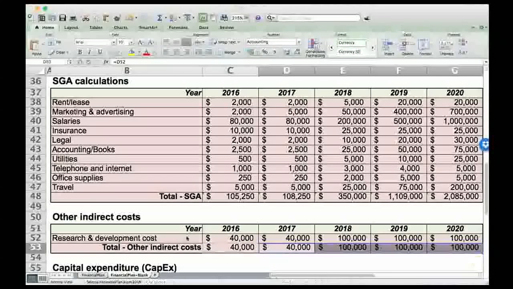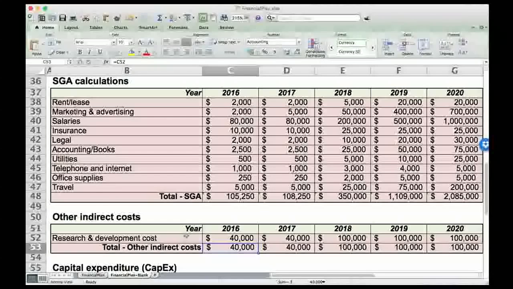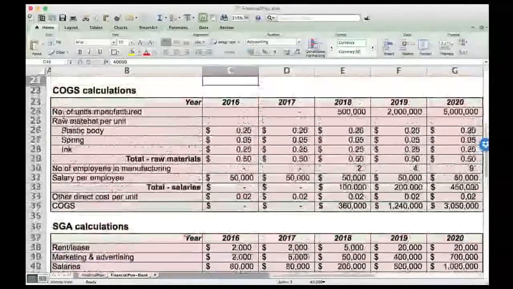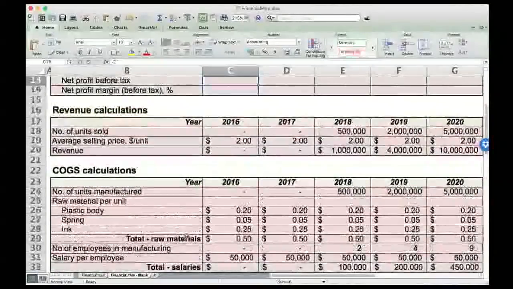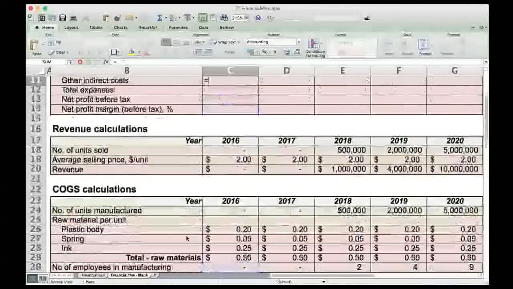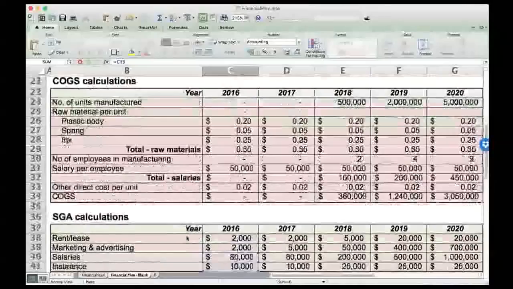So the R&D cost will depend from company to company, and you can also have a breakdown of the R&D cost. I've made it simple and I have taken some numbers so that I can use it as an example. And let's input this into the profit and loss statement. So this would be equal to your total of other indirect cost.